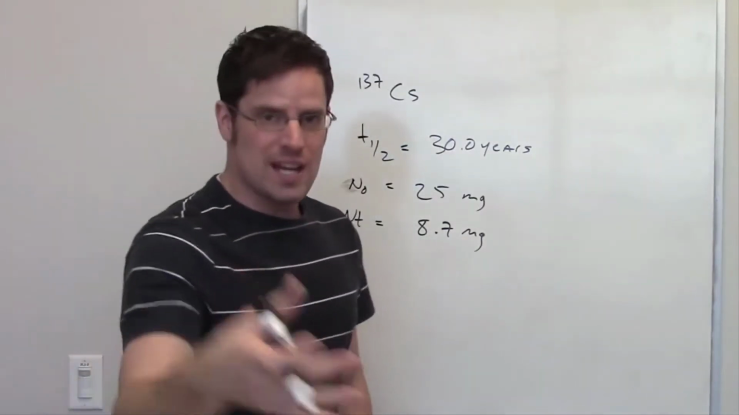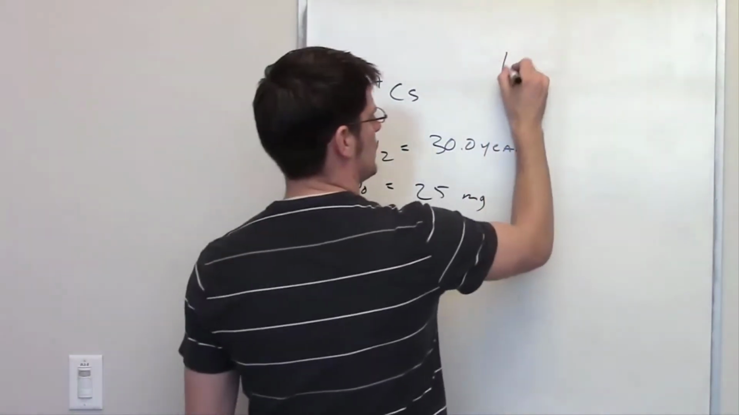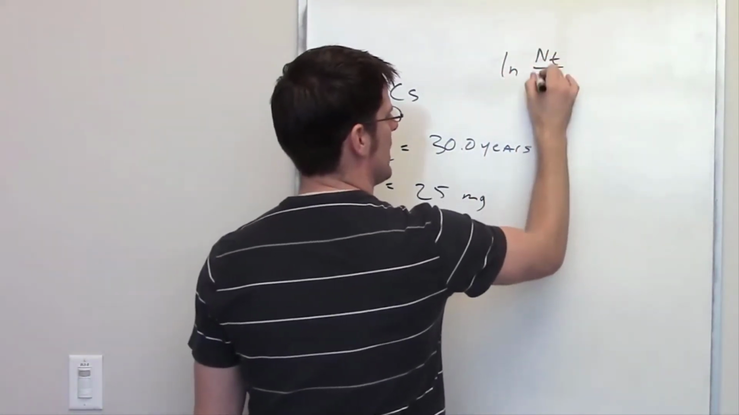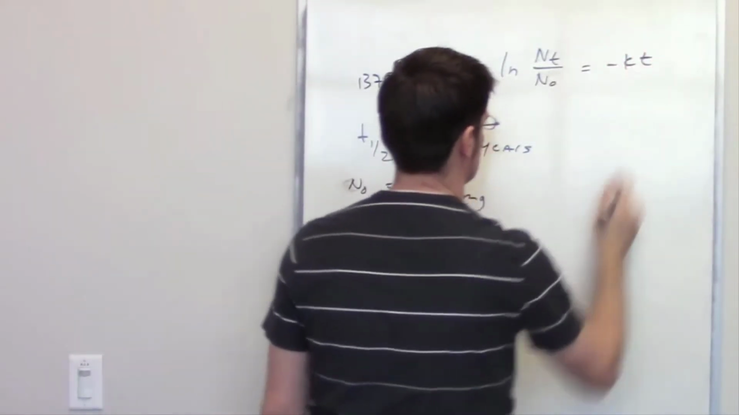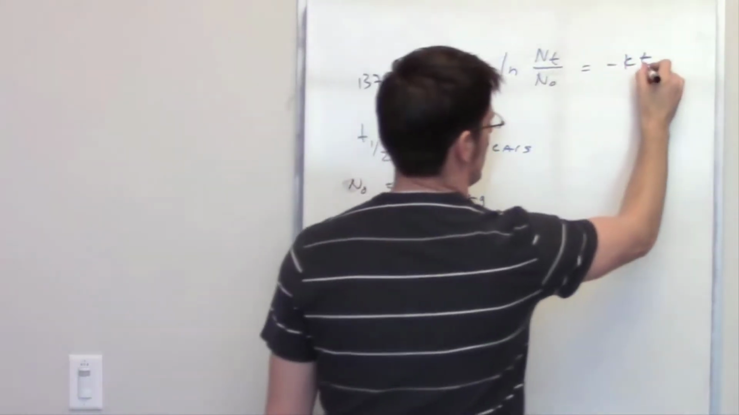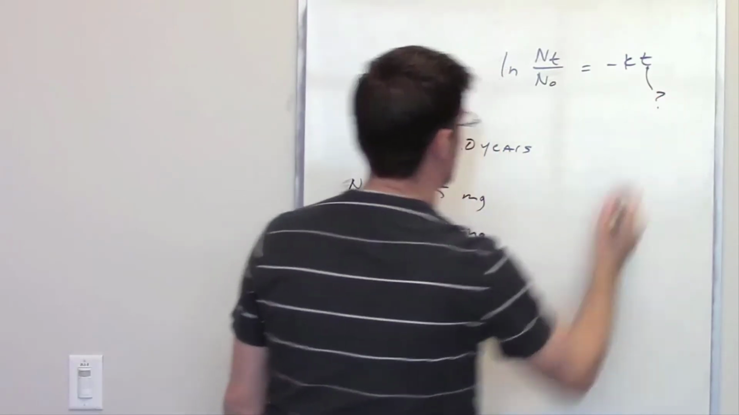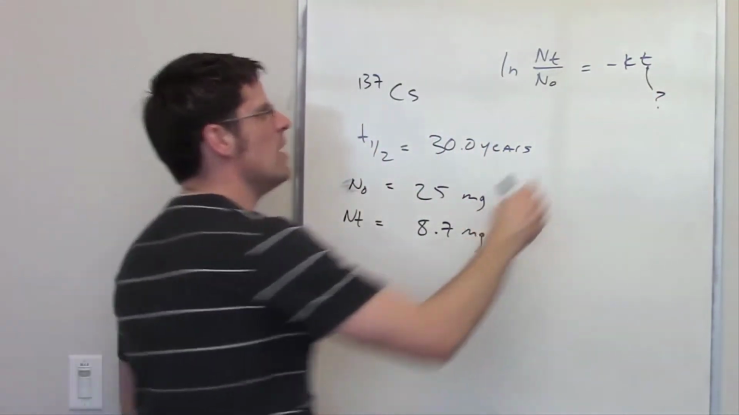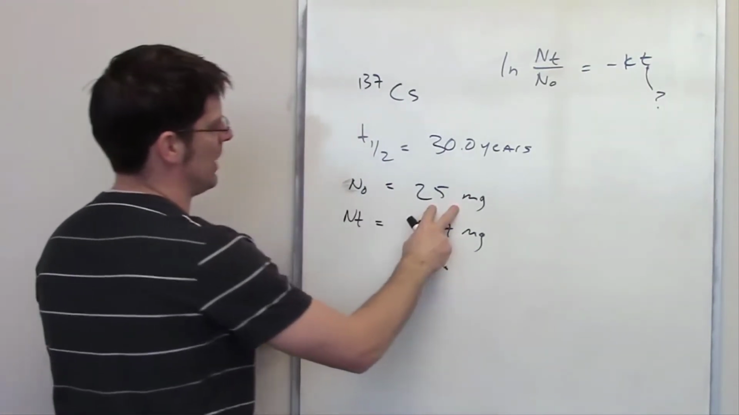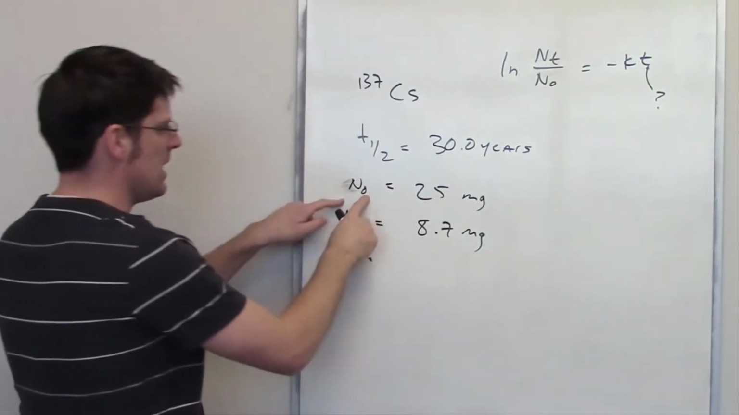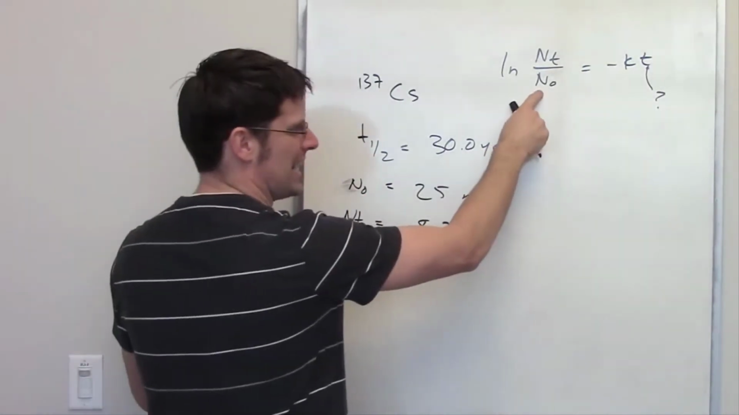So there's an equation that I gave you guys in the video that says that the natural log of N sub t over N sub 0 is equal to negative kt. The t is what we're trying to find out. So once again, we're trying to figure out how much time has elapsed in order for 25 milligrams to decay down to 8.7 milligrams. N sub 0, N sub t, I can plug those right into that equation.